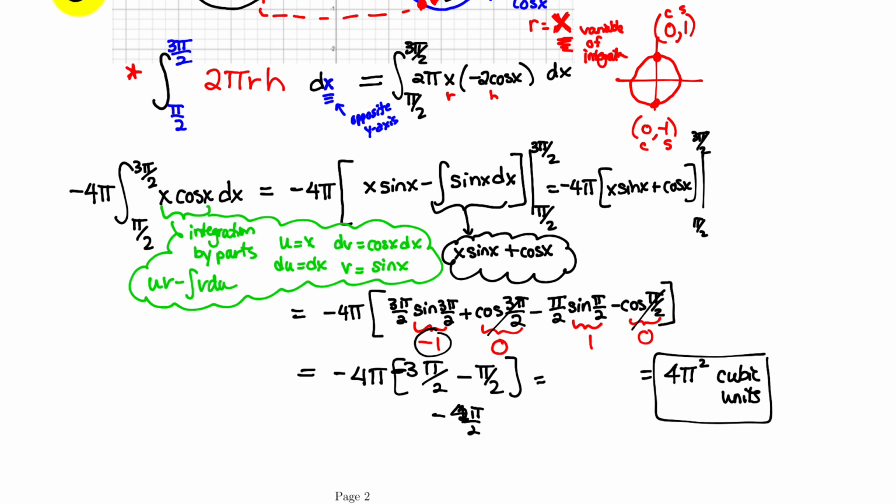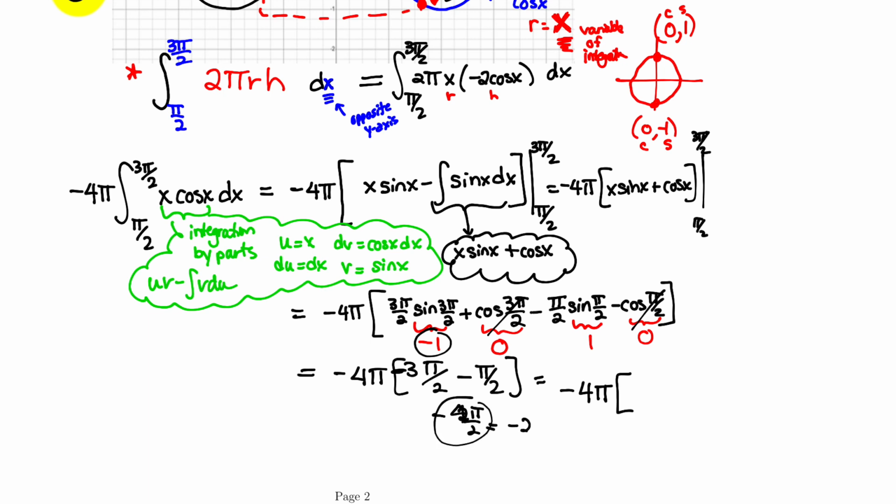I just messed it all up. Okay, hang on. We got a mess. Scratch that. This is negative 4 pi times negative 4 pi over 2, which is negative 2 pi. Sorry, that is 8 pi squared. That's a little bigger than we wanted. Cubic units. Thank you guys for catching that mistake. Absolutely.